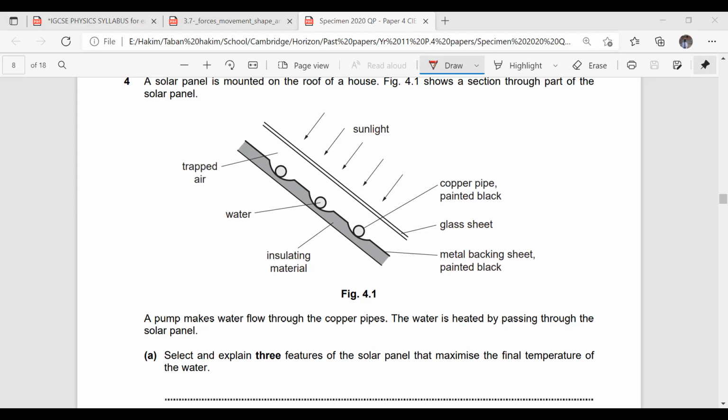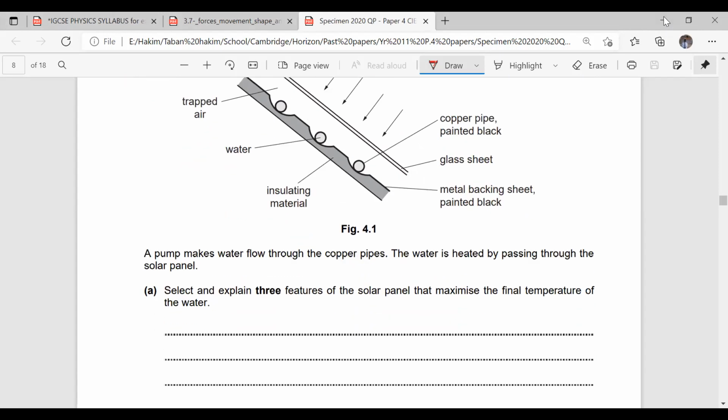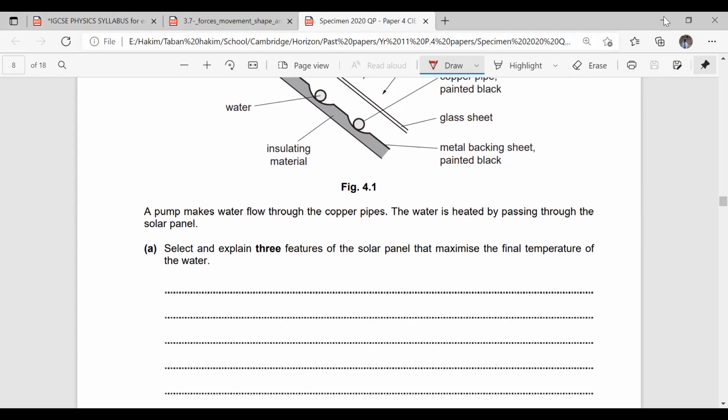The copper pipe painted black. And how does that? As the sunshine is shining on the solar panel, black absorbs sunlight, so the copper pipe painted black becomes hot, which enables the water to heat up. Okay, that is very good. That is the first feature.